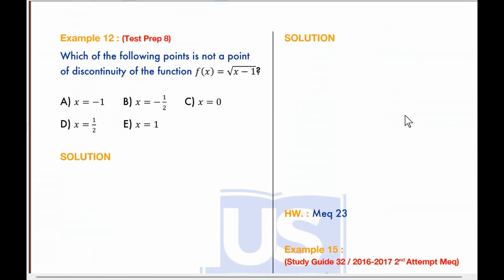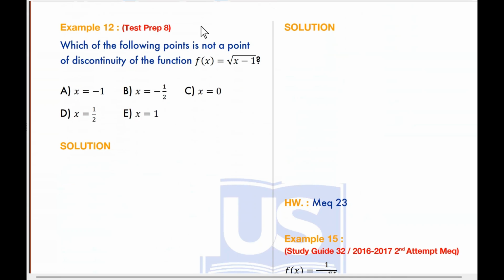Let's move on. Test prep 8. Which of the following points is not a point of discontinuity for this function? So the first way is trying options. It is always a way, and the easiest way sometimes. Most of the time, actually, it's the easiest way.